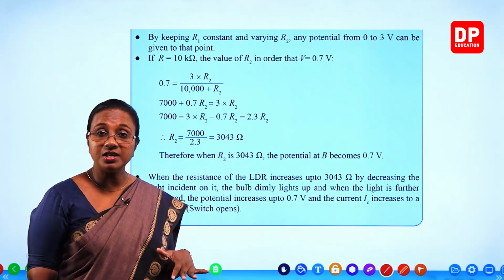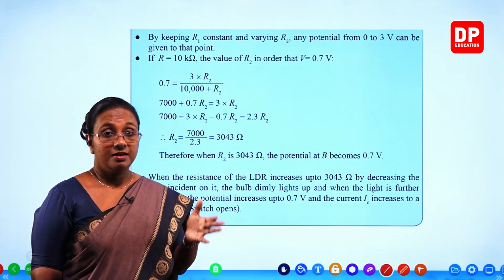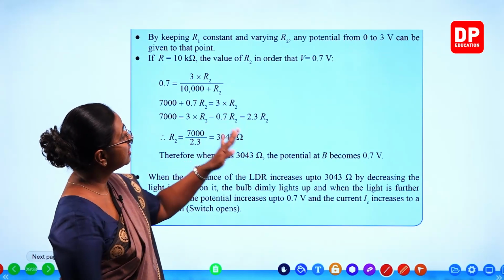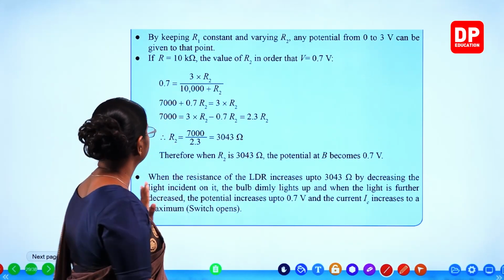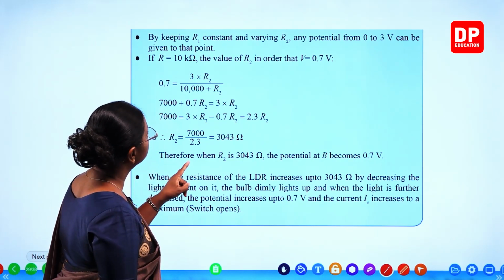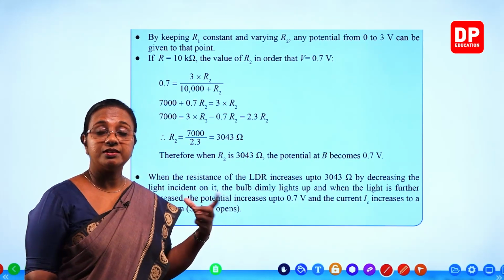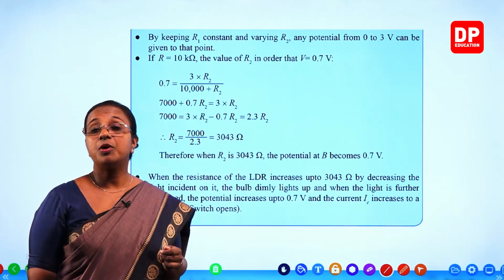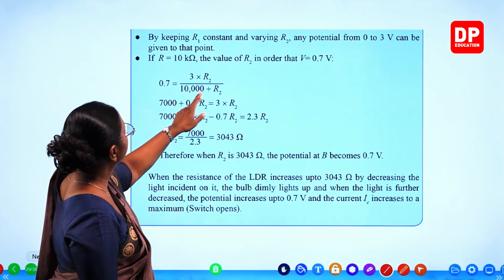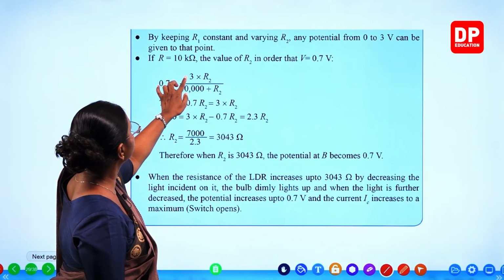If the resistance is 0, then the potential is also 0. Why? V equals IR. When R is 0, potential becomes 0. So, like that, we can change it between 0 and 3 volts. If R1 is equal to 10 kilo ohm, the value of R2 in order that V is equal to 0.7 volts. You all know for the transistor to function, we need at least 0.7 volts. So, 0.7 volts equals 3 into R2 divided by 10,000 plus R2. That is if R1 is 10 kilo ohm.